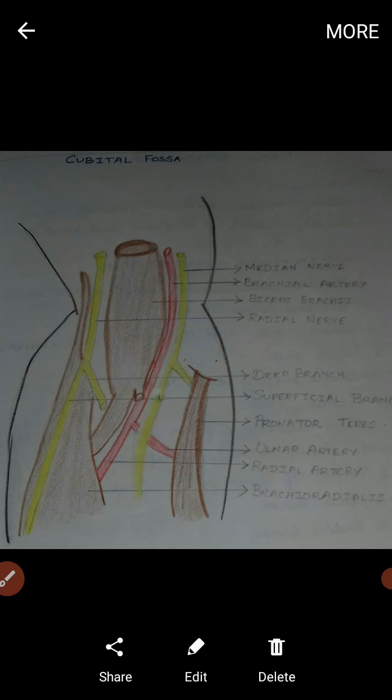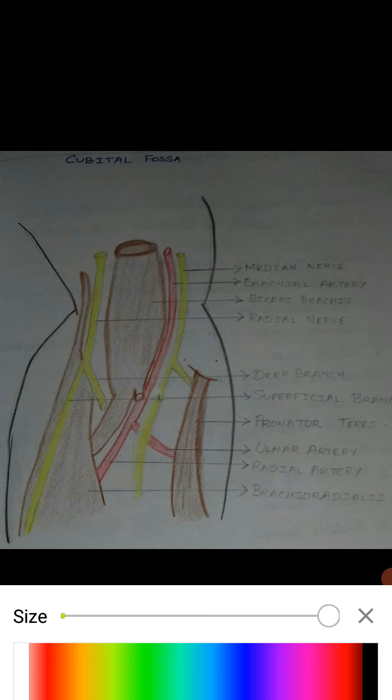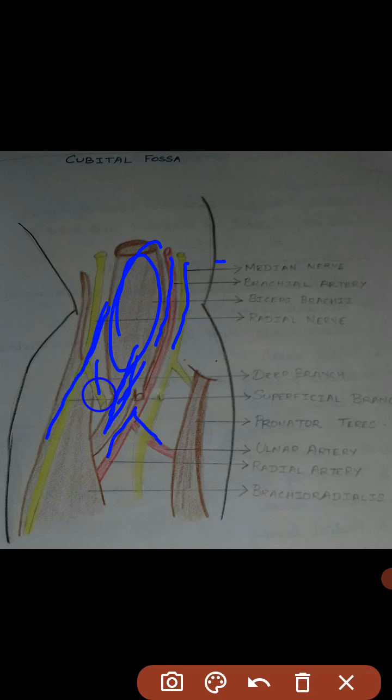So in this diagram you can see the contents of cubital fossa. Median nerve. This is the median nerve. Then brachial artery which divides to radial artery and ulnar artery. Then tendon of biceps. This is the biceps brachii muscle, but only the tendon of biceps brachii will be present in the cubital fossa. And then radial nerve which divides into superficial branch and deep branch. So these are the contents of cubital fossa.